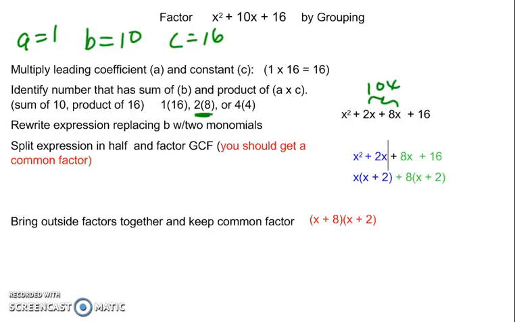So after rewriting the expression, we need to split it in half. So we have x squared plus 2x and 8x plus 16. If we factor out the GCF of this, we get x times x plus 2. Factor out this, we get 8 times x plus 2. By getting a common factor, that tells us that we did something correct. So when we write our final answer, we're going to bring our outside factors together, the happy face, x plus 8, times the common factor of x plus 2.